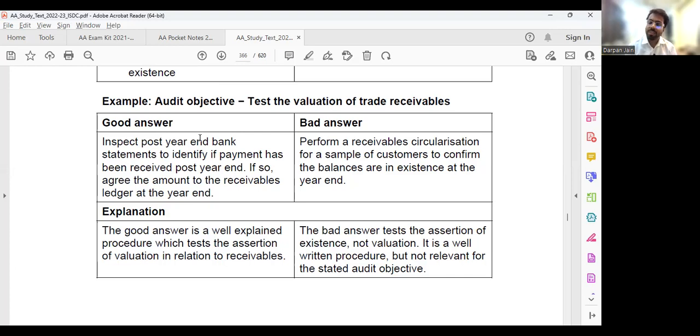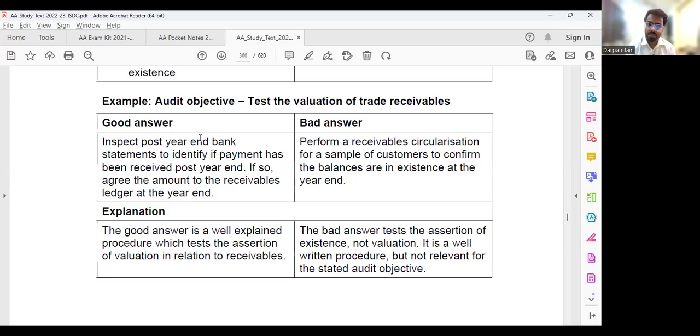That is why the receivable circularization, which is confirming the year-end balance with the opposite party, does not test the assertion of valuation. That is only testing the assertion of existence, as to whether the opposite person exists or not. That's it. It is not testing anything about valuation.